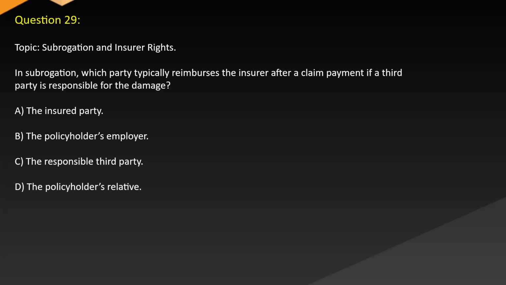In subrogation, which party typically reimburses the insurer after a claim payment if a third party is responsible for the damage? A. The insured party. B. The policyholder's employer. C. The responsible third party. D. The policyholder's relative.